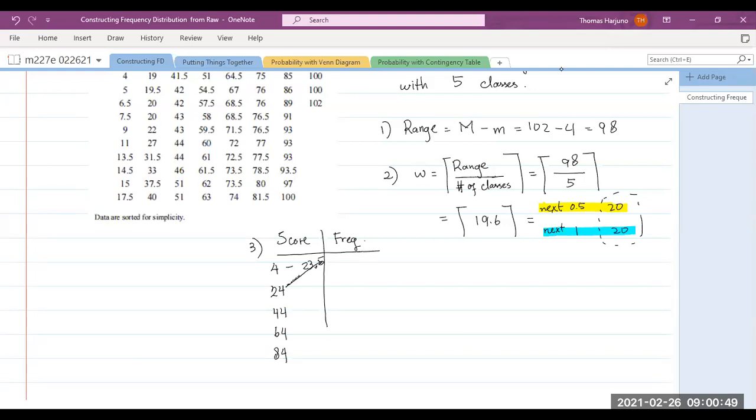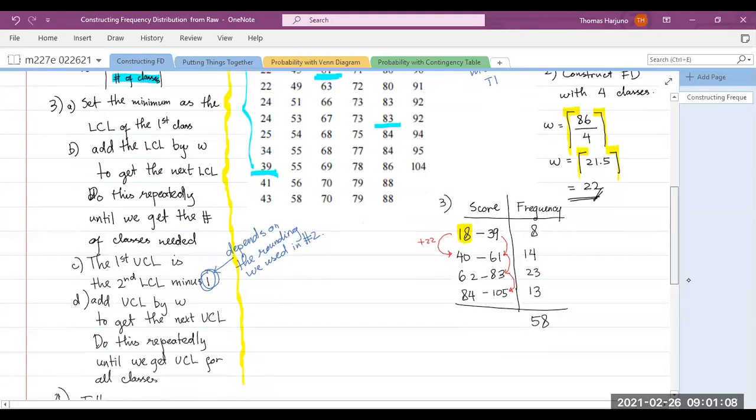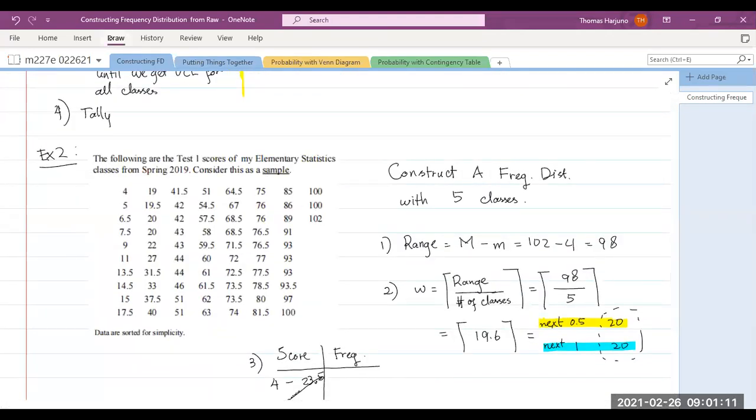Can I clarify how I get the number of classes? That is given. That is always given in my class. I mark it here. The number of classes will be given in my class. In my question, I will tell you how many classes you need to construct. Is it okay? So the number of classes will be given to you.